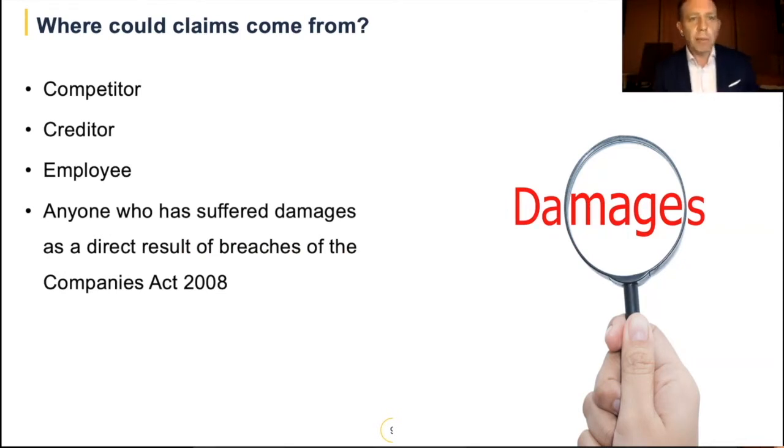Where do claims come from? Well, the Companies Act says any stakeholder, and it can literally be anyone. It could be the community. Directors can get sued by the community, often where there's environmental issues. It could be a competitor. It could be a creditor, in other words, the bank. We have seen an increase in claims brought by creditors against directors when the company has gone insolvent.